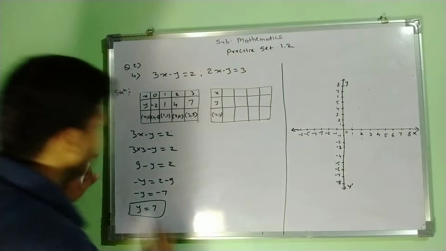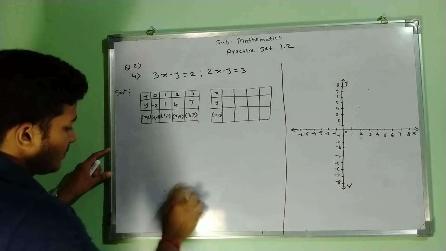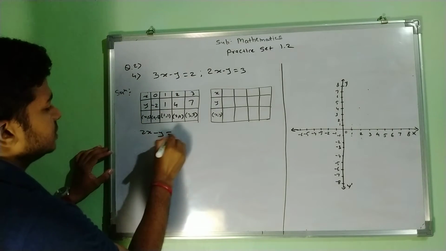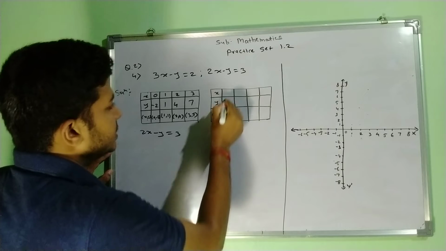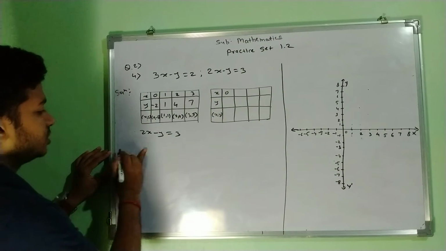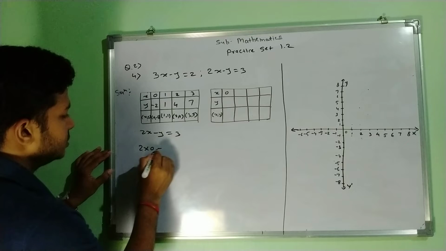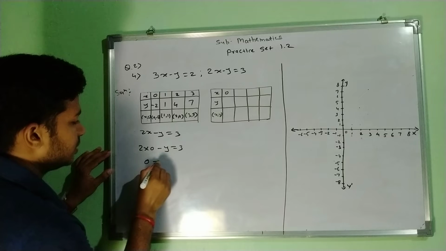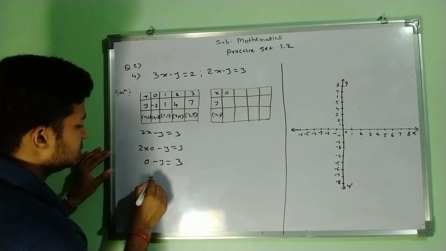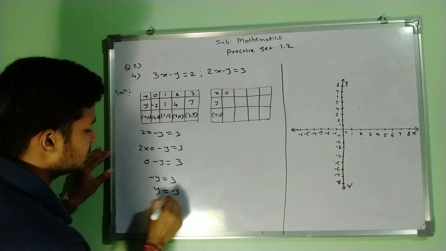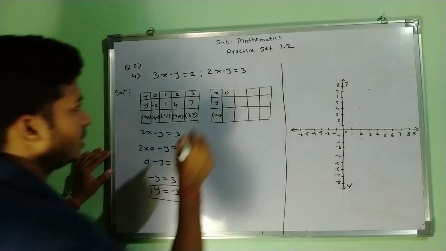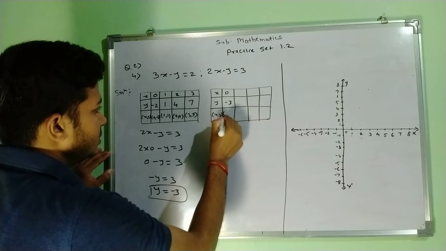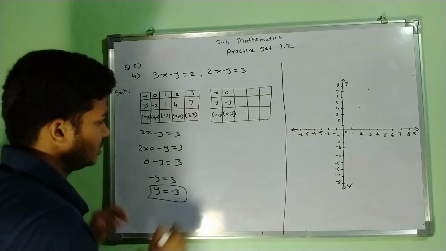Similarly, we have to find 4 ordered pairs for the second equation as well. Now we will take the second equation which is 2x minus y is equal to 3. Suppose we are taking the value of x as 0 again here. So after substituting the value of x as 0, 2 into 0 minus y is equal to 3. 2 into 0 will be 0, minus y is equal to 3. So minus y is equal to 3, y will be equal to minus 3. So after taking the value of x as 0, we are getting the value of y as minus 3. So the ordered pair will be 0, minus 3.